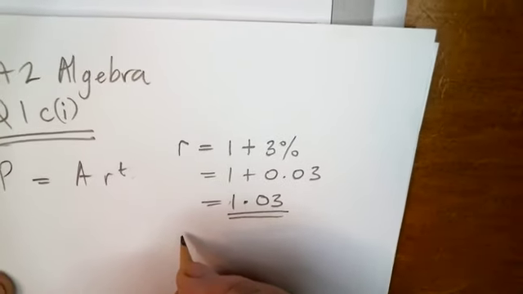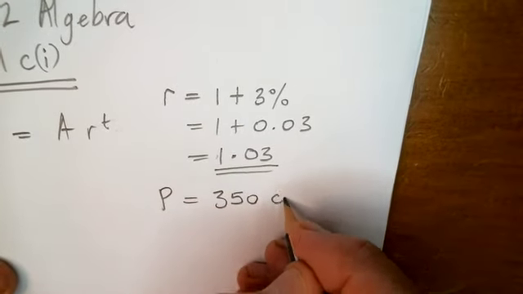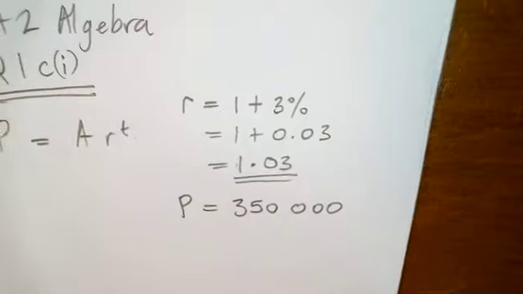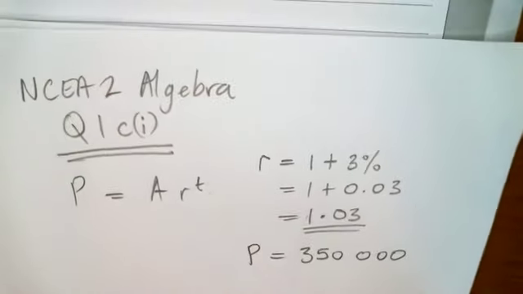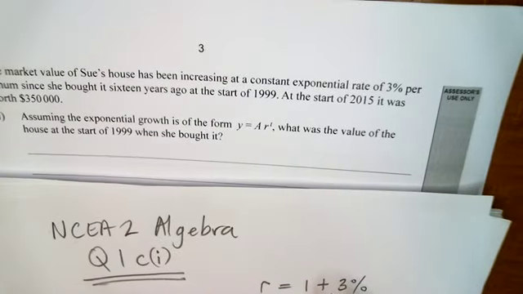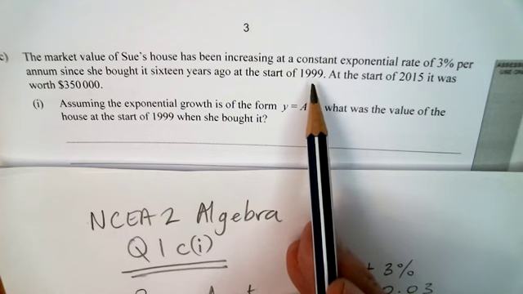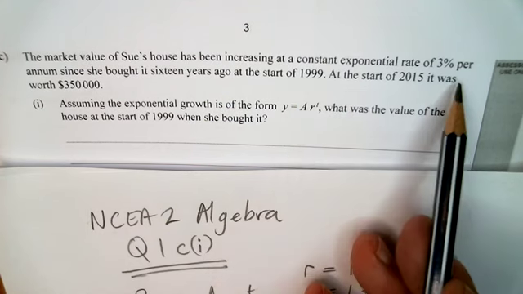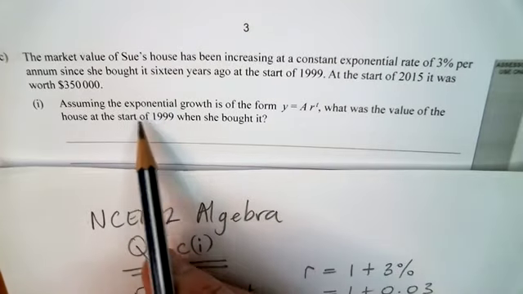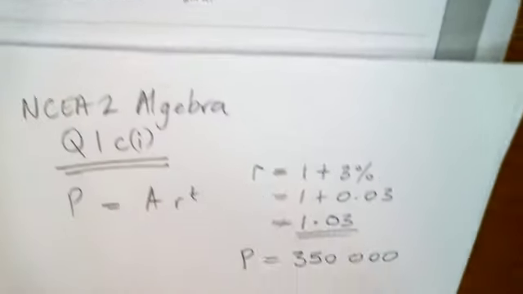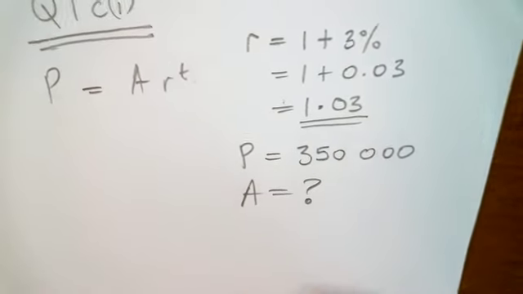So I'm going to put P is equal to 350,000. Notice the units: I'm not putting percentages here, and I'm not putting dollar signs here. We're told the initial price at the start of '99, we don't know, it's been going up since then, but we don't know what it was then. The question is, what was the value of the house at the start of '99 when she bought it? So we actually don't know the A value, but that's what we're going to have to find out.